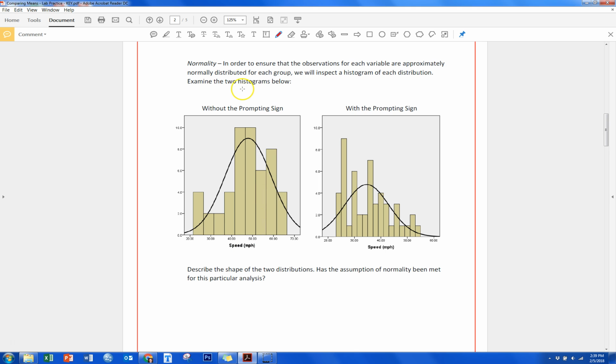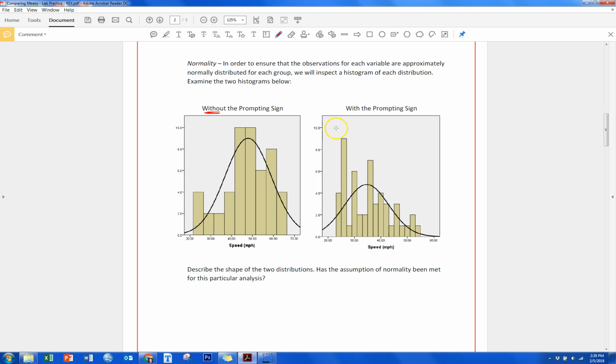In this case, with the first one, let's see here. This is the speed and the without condition. So there were 50 different observations that took place before the sign was put up. And here is that distribution. The curve here is the theoretical normal curve, and we're going to be comparing the actual observations against this theoretical curve and talking about what we see.